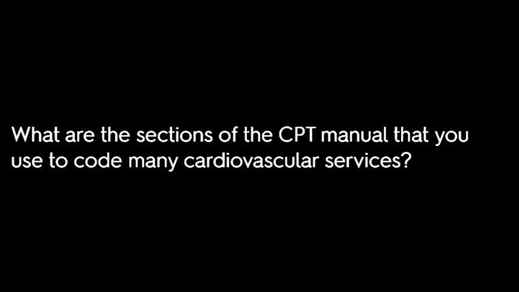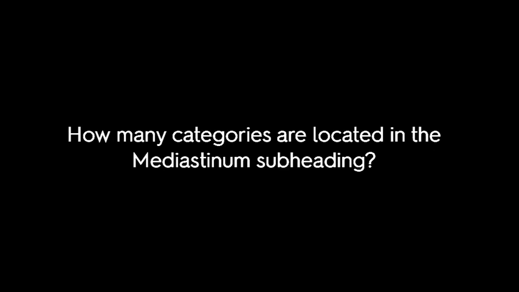What are the sections of the CPT manual that you use to code many cardiovascular services? Surgery, radiology, medicine. How many categories are located in the mediastinum subheading? 4. Third-party payers. Private insurance companies, Medicare, Medicaid. Documentation. Is the record of clinical observations and care a patient receives at a healthcare facility.